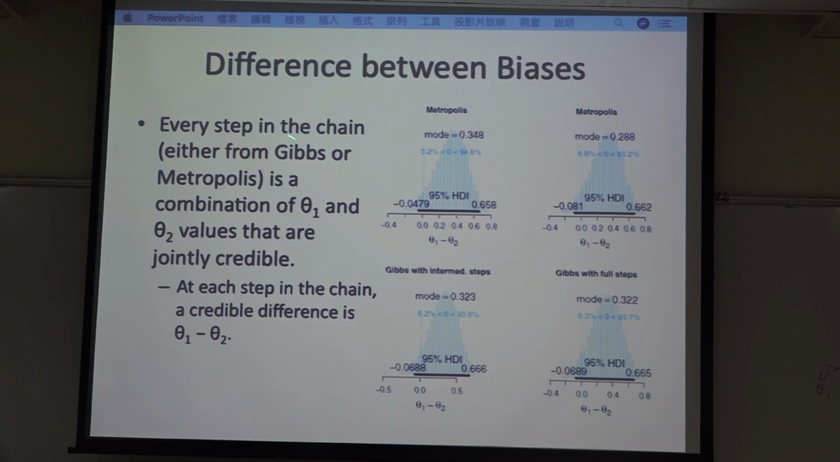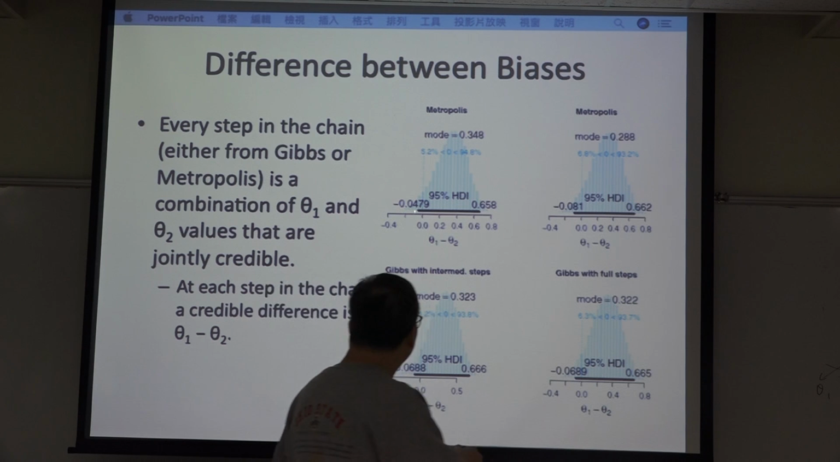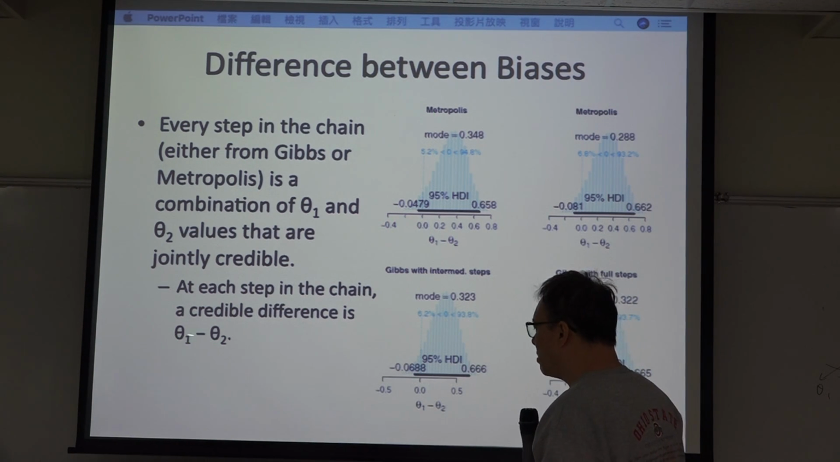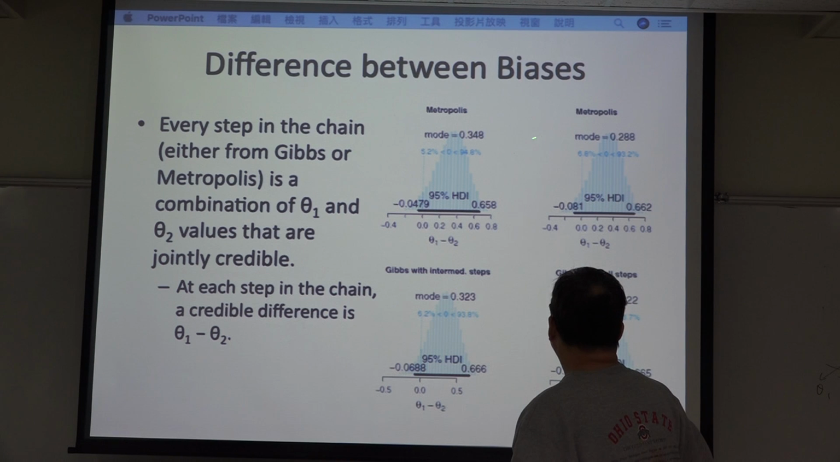So we are in the position to talk about this now. Every step in the chain, either from Gibbs or Metropolis, is a combination of theta 1 and theta 2 values that are jointly credible. So at each step in the chain, the credible difference is theta 1 minus theta 2. So we can compute theta 1 minus theta 2, and this is what we obtain. For the Metropolis algorithm, this is a result of theta 1 minus theta 2. This is another result of theta 1 minus theta 2.